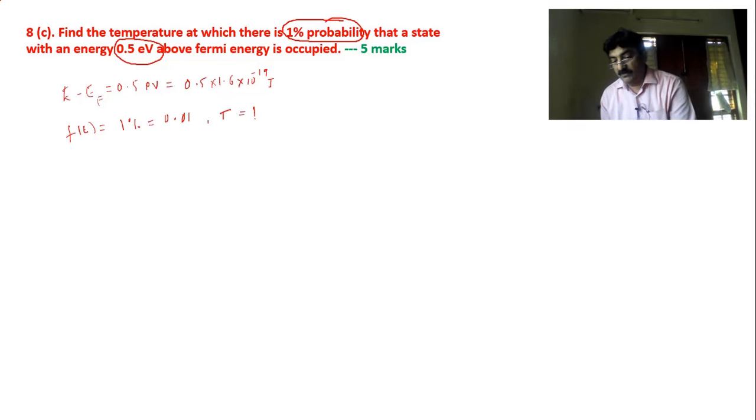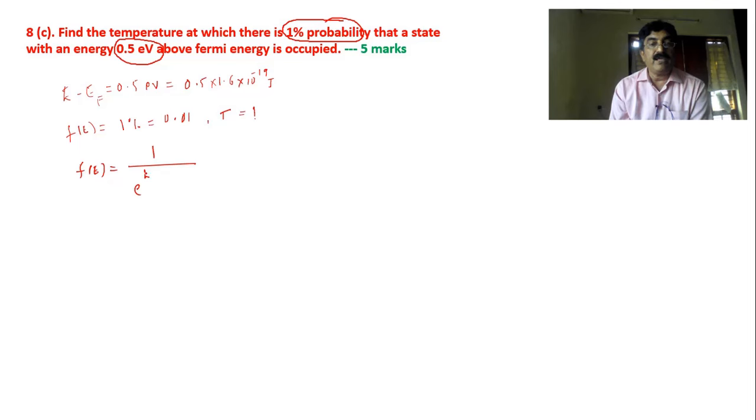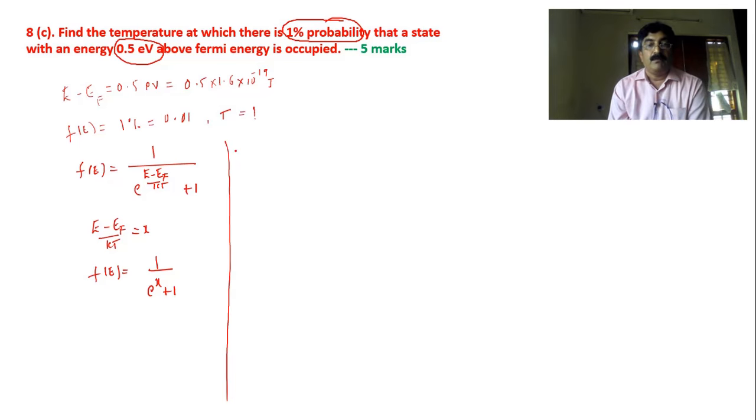You know the formula for this. The equation for this is F of E is equal to 1 divided by e to the power of (E minus EF) divided by KT plus 1. For time being, I take (E minus EF) by KT as X just to reduce the writing part. So F of E is equal to 1 by e to the power of X plus 1. Okay, so now substitute the values.